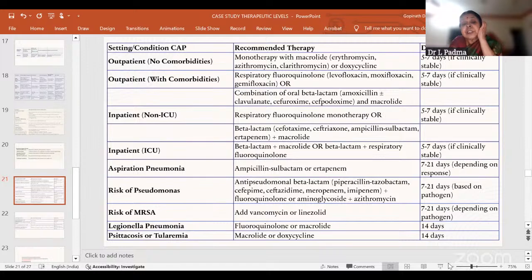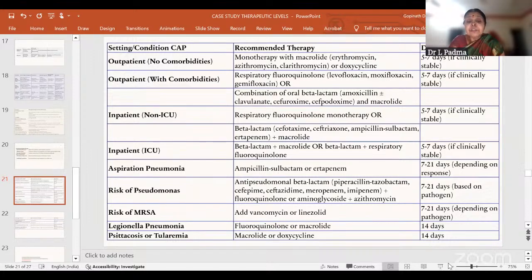On an outpatient basis, with comorbidities, we use levofloxacin, which is named as respiratory fluoroquinolone. Moxifloxacin and gemifloxacin, we commonly don't use because of QT prolongation. Or if we are not very confident with these fluoroquinolones, we normally use amoxiclav or cefuroxime with clavulanate, or again come back to a macrolide, mainly azithromycin.